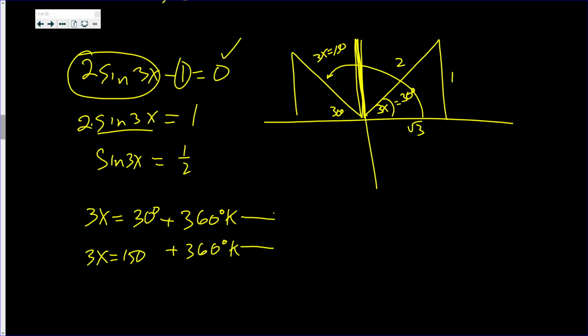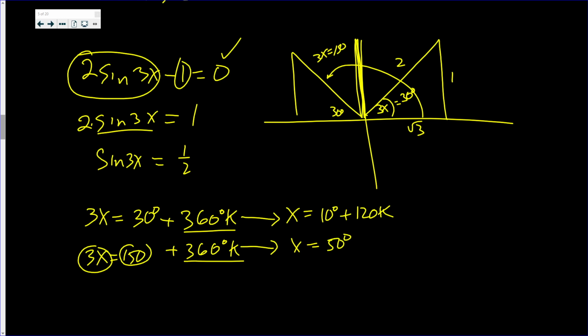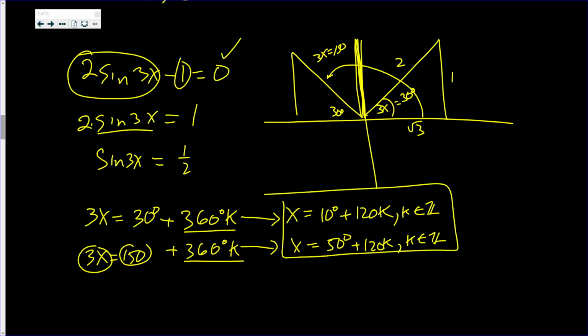Now, divide by 3. Add on the multiples of 360 before you divide. 30 divided by 3 is 10. 360 divided by 3 is 120 times k. 3x divided by 3 is x. 150 divided by 3 is 50. 360k divided by 3 is 120k. K is an integer. And integers are positive and negative. There are your two answers.